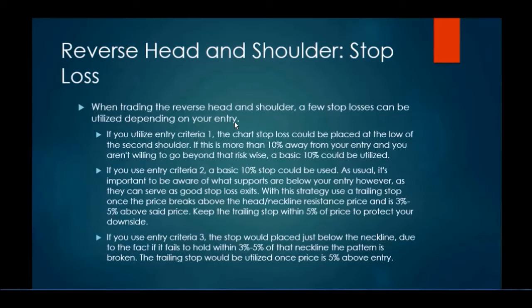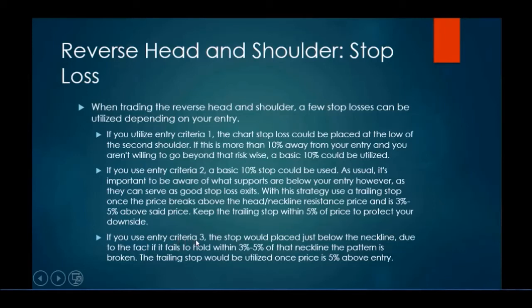So it's just like the cup and handle. Once we break the neckline and are 3 to 5% above it, we move our stop loss up from that right shoulder to the neckline. And as the price rises, we keep it within 5% of our current price. If the price falls, we don't lower the stop loss. It's a trailing stop. It holds solid. And if we get stopped out of the trade, we get stopped out of the trade profitable. And that's what we want.